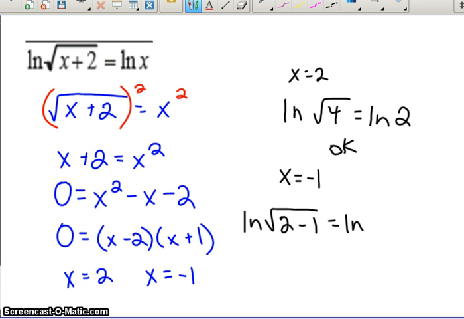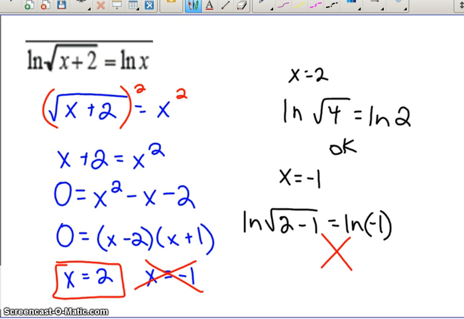equals ln of negative 1. And I can't take ln of negative 1. I cannot raise e to any power such that I'll get a negative 1. So this answer does not work. We have to cross out the negative value for our answer. Only x equals 2 is going to work. That's an example of a problem with an extraneous solution.